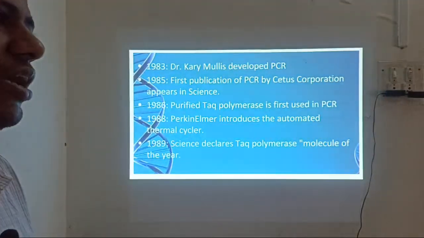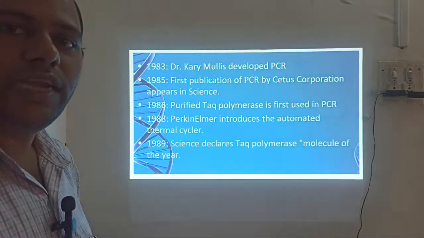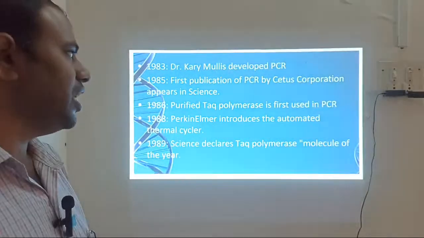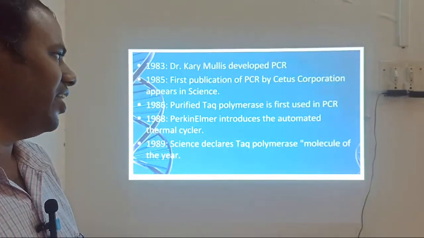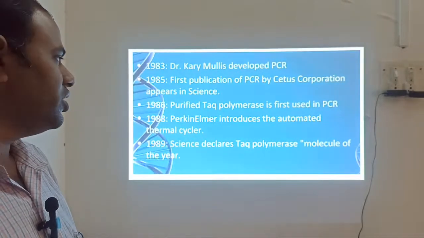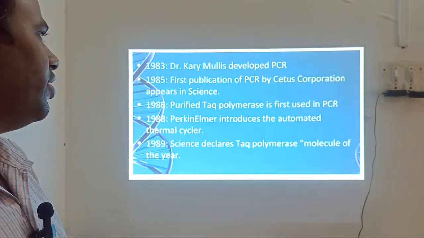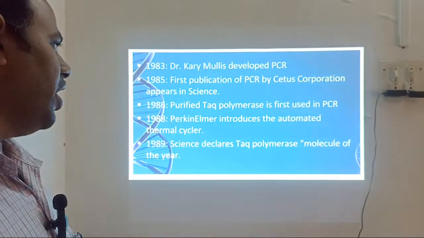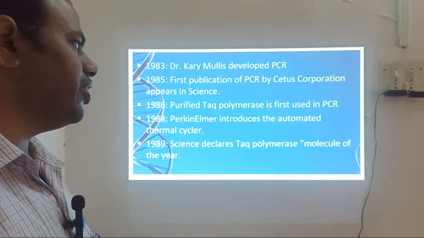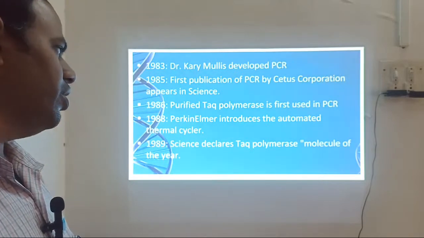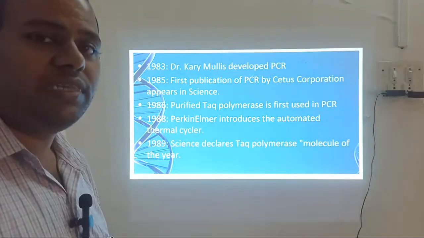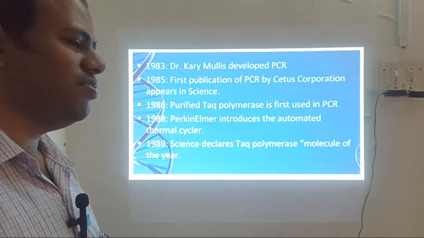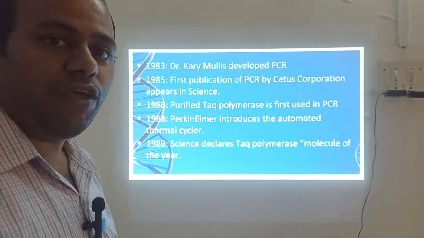Let's see some history about PCR. So PCR was first invented in 1983 by Dr. Kary Mullis, and the first publication of the PCR was done by Cetus Corporation that appeared in Science Journal. Okay, so what is the PCR using? So it uses the purified Taq polymerase, which was first done in 1986, and then Perkin Elmer introduced the first automated PCR thermocycler. Okay, so indeed PCR was a very important step in science in which we were able to amplify the DNA without a live system.